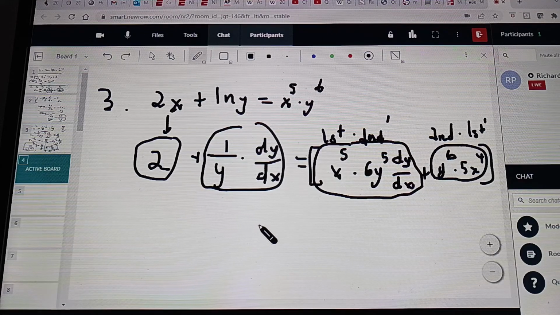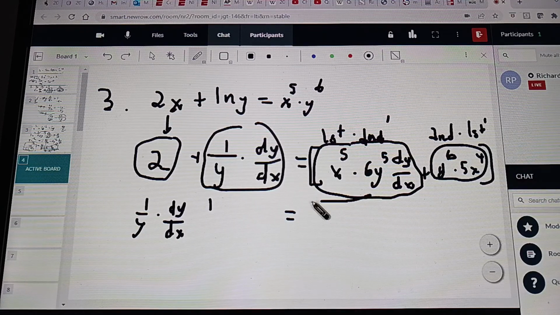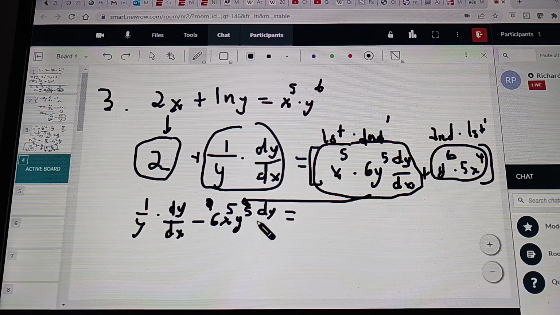I'm going to keep this one, and let me move it out a little further out. I'm going to keep this one on this side. And then I'm going to subtract this one over here. And you can clean that up a little and write 6x to the 5th, y to the 5th, dy over dx.